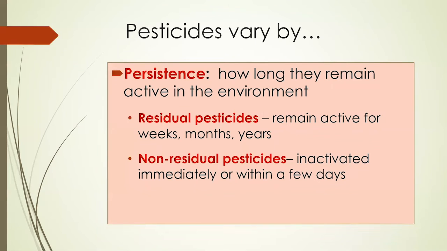Pesticides can also vary by their persistence. How long do they remain active in the environment? Residual pesticides can remain active for weeks or months or years. It's really important to consider the persistence of the herbicides when you're developing a weed control plan. What are you going to do with that site? Do you want to immediately revegetate? Are you going to reseed? You can't use an herbicide with a high residual in that case because your reseeding or revegetation program will fail. So it's important to consider this.